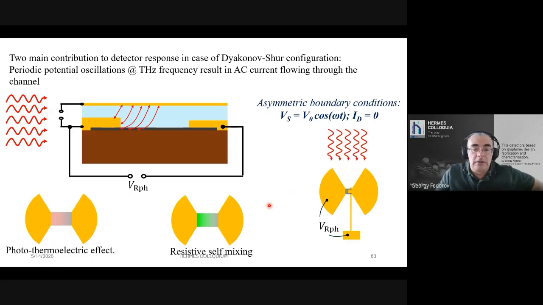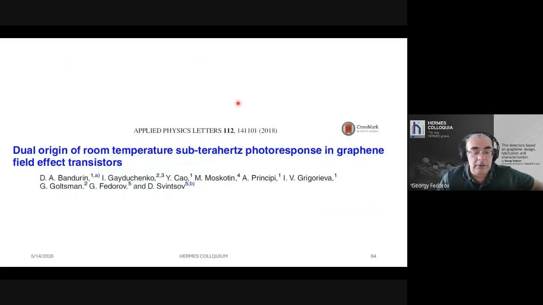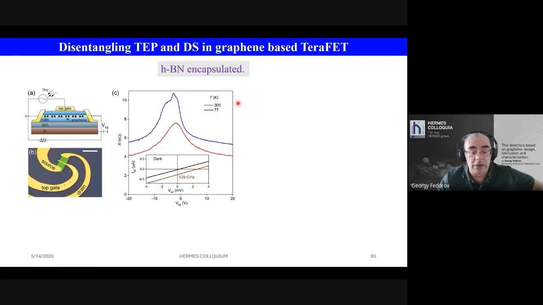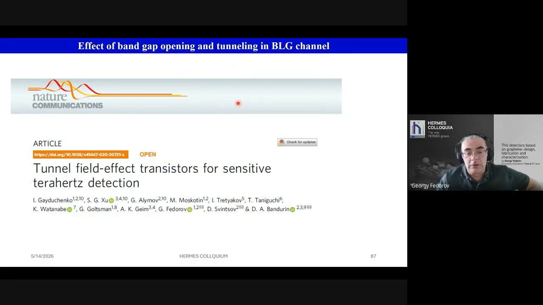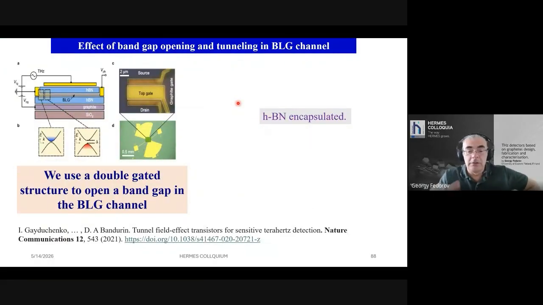And interestingly, the detection mechanism here can be related both to the Dyakonov-Shur model and to the photothermoelectric effect, because you have heating of one side of the channel due to these capacitance-related currents. And one of the works where I was lucky to participate attempted to disentangle these two responses in a very similar graphene structure. I skipped this because it's not that important. What is more important is that we succeeded in demonstrating tunneling as a tool to enhance detector sensitivity.